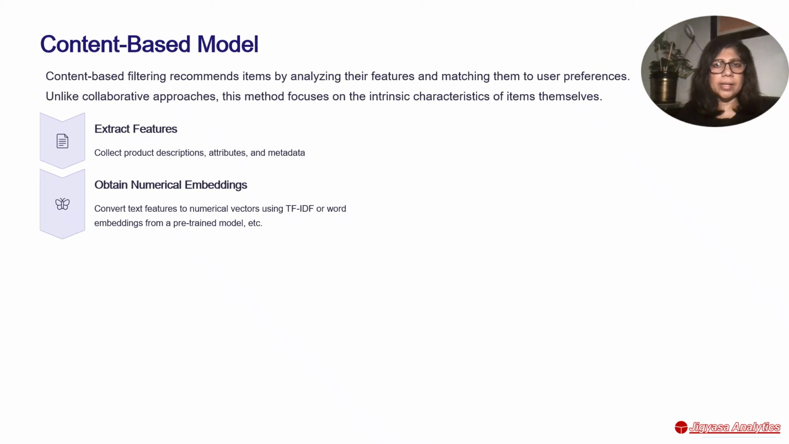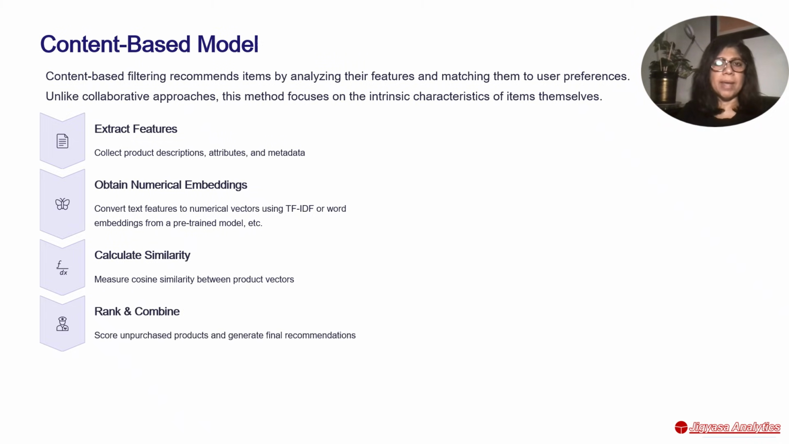Once we have the numerical embedding vector for each product, we can calculate the similarity between the different products. Lastly, we can rank the unpurchased products by their similarity to already purchased products to generate recommendations. One thing to note is that content-based filtering methods excel when user behavior data is limited. And in those cases, it relies instead on rich product information to find meaningful connections.